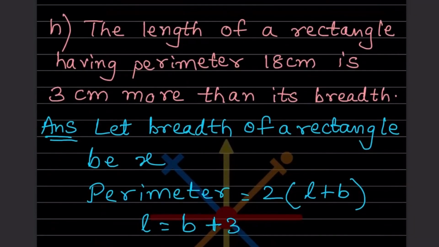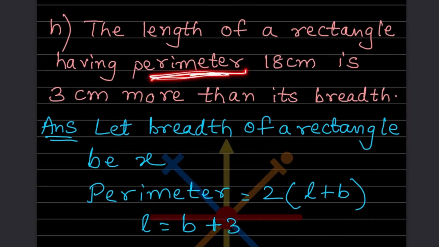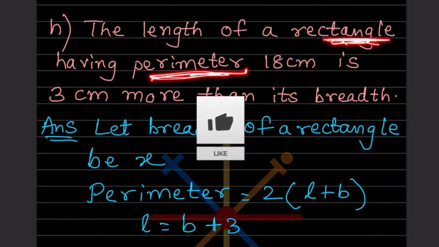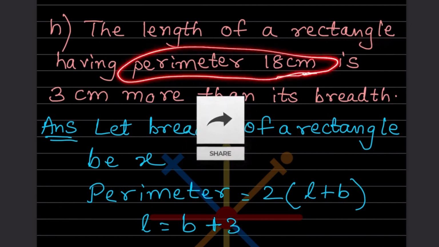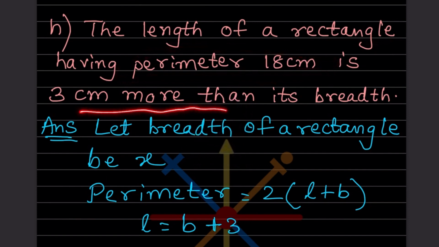Now the next question says that, just concentrate on this question. They said the length of a rectangle having perimeter. You know the perimeter means what? That is the sum of all sides. But what is here? That is the rectangle. That means the perimeter of the rectangle is 18 centimeter. So the perimeter is 18. Okay, is 3 more than its breadth.